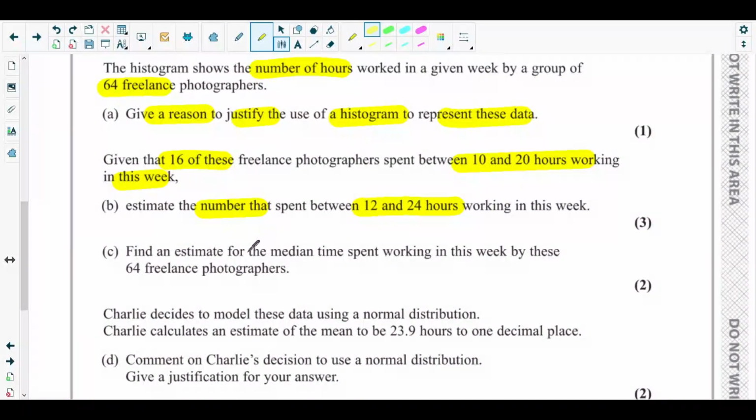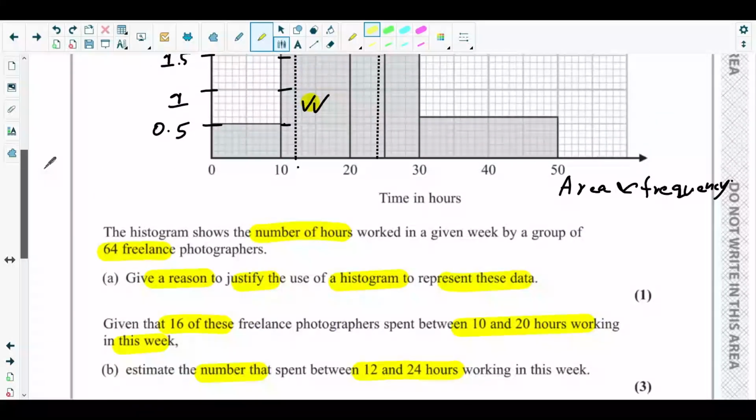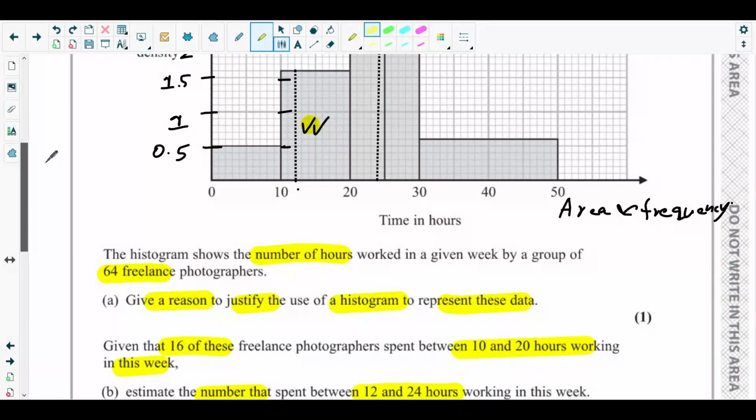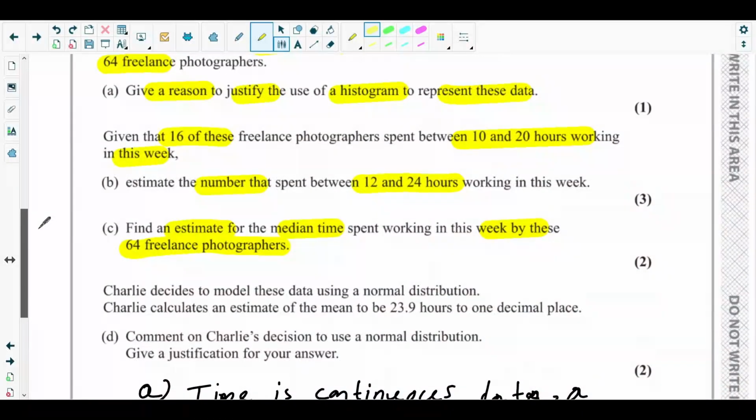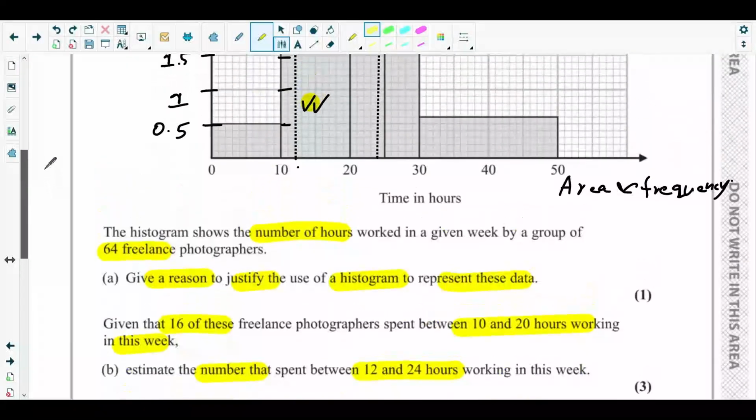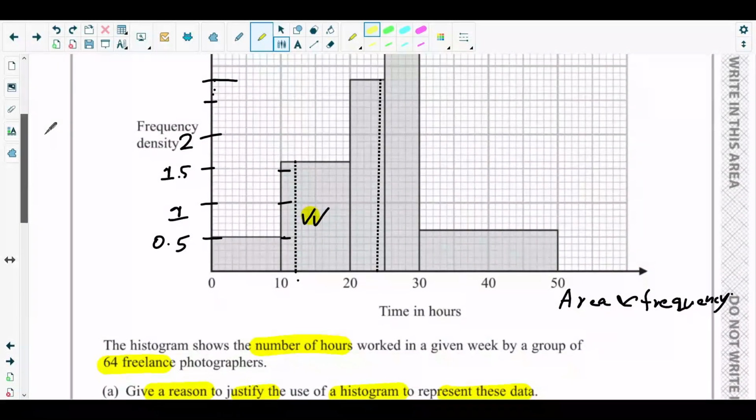so next is part C. In part C, the question is asking to find an estimate for the median time spent working in this week by these 64 freelance photographers. So median is what? Median is basically the data value that lies in exactly half of the data, half of the total data. So half of the total data is what? 32. 64, its half is 32. Okay, so we need to figure out at first the median class.